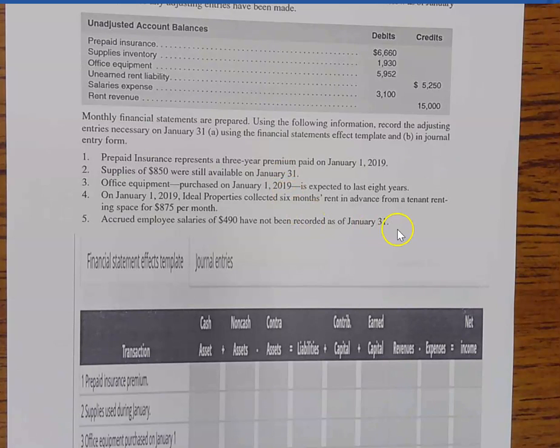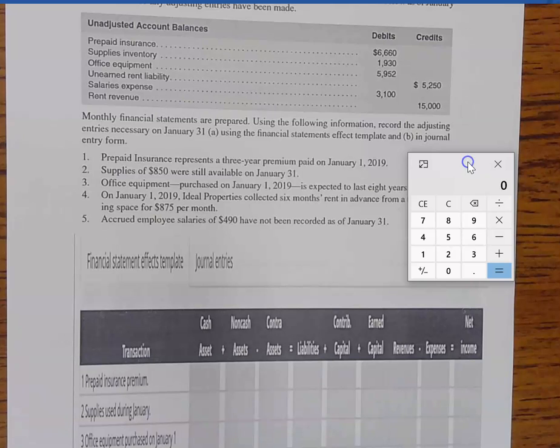Insurance companies don't like to issue 3-year policies for anything. They don't like to go more than about 12 months. However, we have to do what the exercise asks us to do. So the first thing that we want to do before we start entering anything down here related to this transaction is we need to come up with a monthly amount. So let's drag the calculator over here.